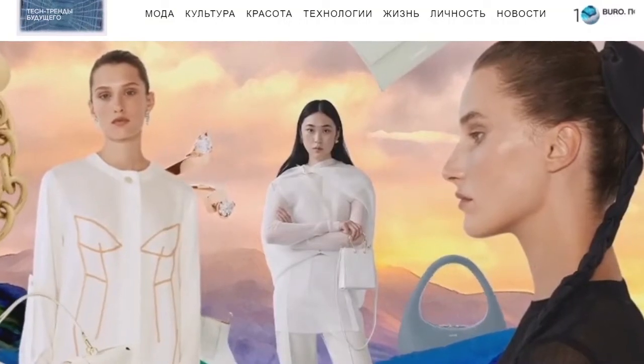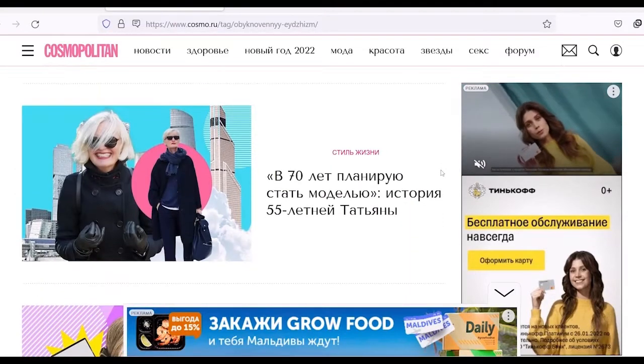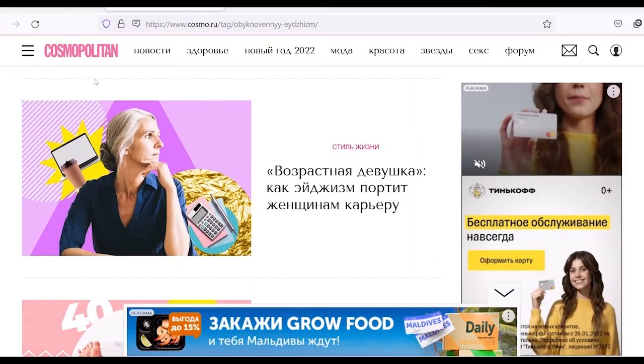Collage illustrations began to be used by almost all major digital Russian media, as well as a large amount of Instagram art and stock garbage.